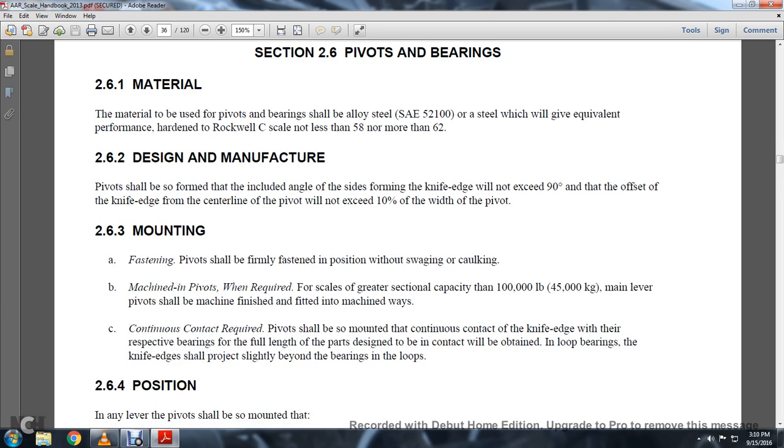2.6.3 Fastening pivots. Pivots should be firmly fastened in position with swaging, crank or caulking. Machining pivots when required for the scale of the greater sectional capacity of 100,000 pound main lever pivot shall be machine finished and fitted in machine ways.